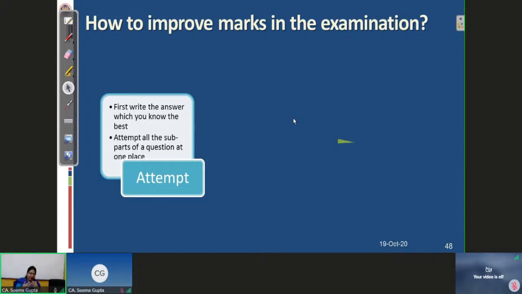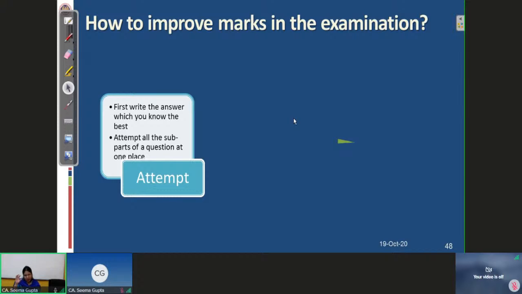That will give a better impression, a positive impression to the examiner also, because in the answer sheet, the first answer definitely impresses the examiner.